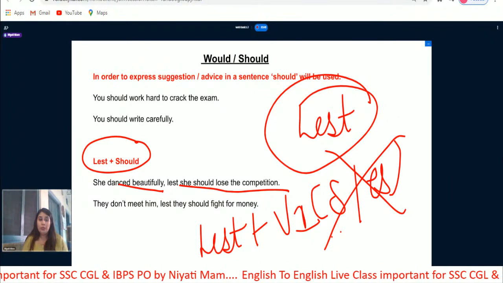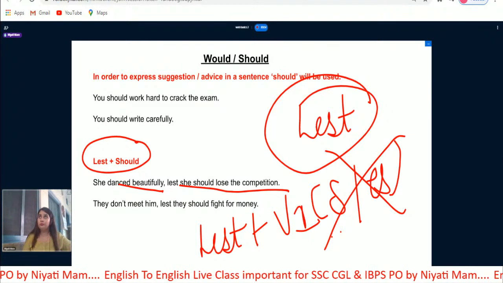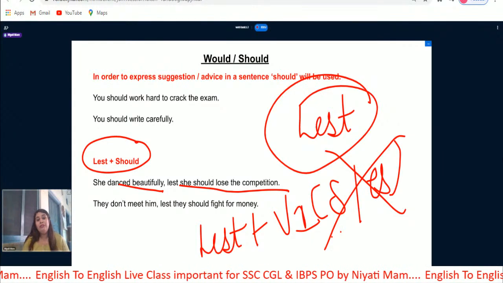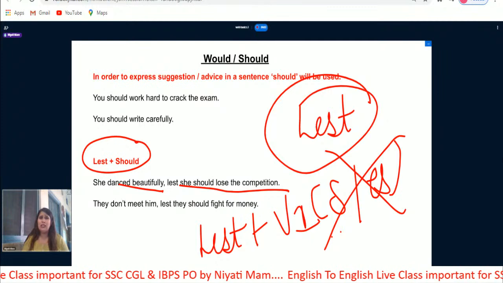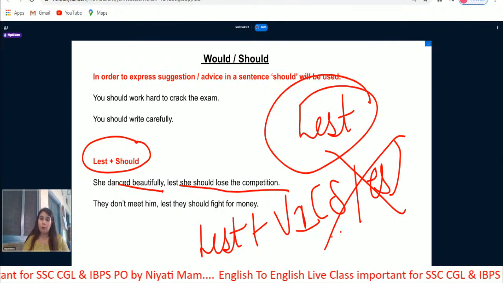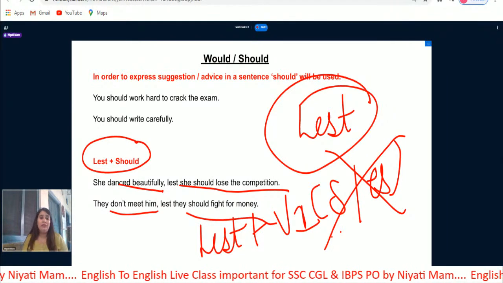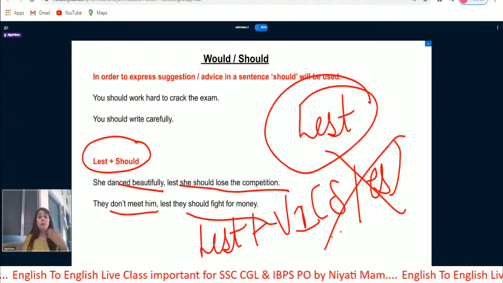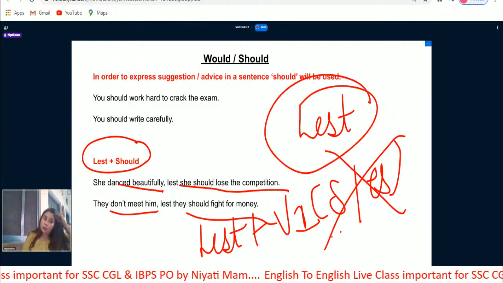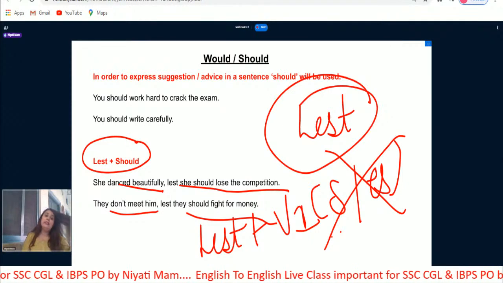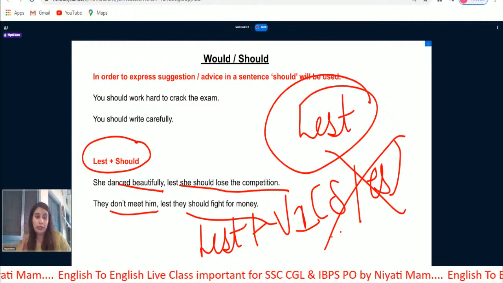I already told you in our previous class that after modals, V1 is used. After modals in any tense, in any sentence, we always and always use the first form of the verb. Now, they don't meet him lest they should fight for money. You can very well say they don't meet him lest they fight for money. It is correct. And you can also say they don't meet him lest they should fight for money. Both the sentences are correct, right?